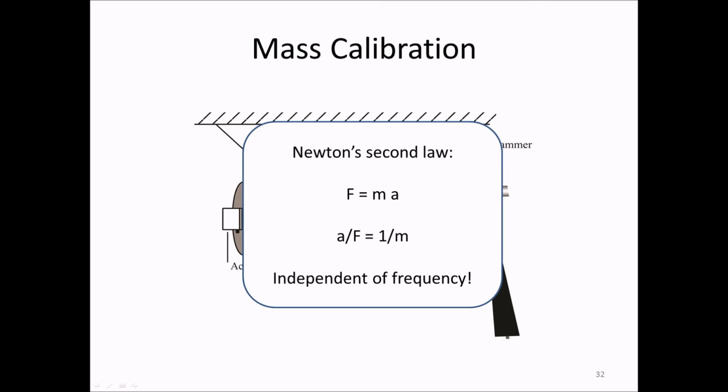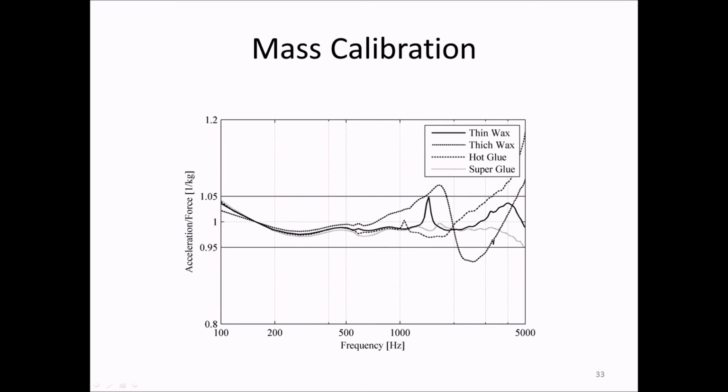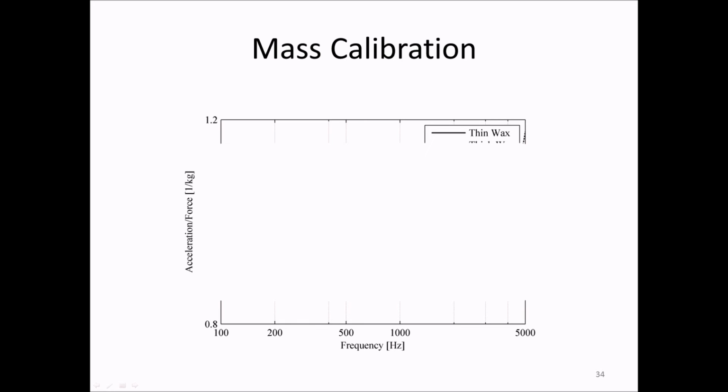Essentially, the idea is that you measure the frequency response of acceleration over force. From Newton's second law, it follows directly that this frequency response should be a constant equal to 1 over the mass. This is thus independent of frequency. Thus you will obtain frequency responses such as ones shown here, that you recognized from before in this video. By using mass calibration, you can thus check that your accelerometer is working properly.